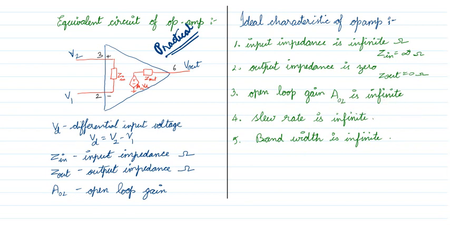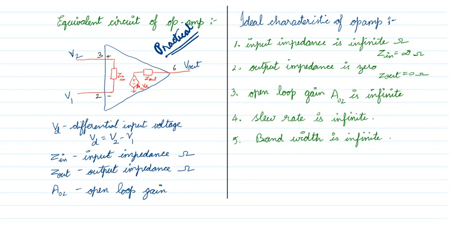As I said earlier, input impedance is the impedance at the input terminals, and that is equal to infinite. Output impedance is 0. Then what about the open loop gain? Let us understand what open loop is. If there is no feedback from output to input, we say it is open loop gain. For an op-amp, ideally the open loop gain AOL is infinite.